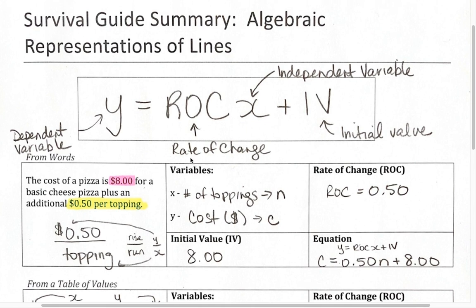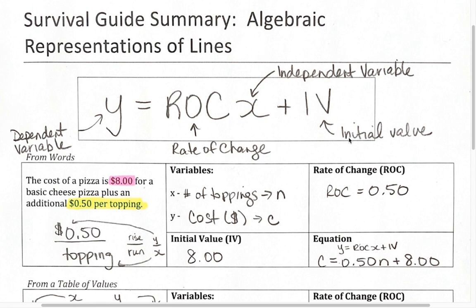So, remembering that in general, if we want to model a linear relationship algebraically using an equation, we know that the y, which is the dependent variable, is equal to the rate of change times x, which is the independent variable, plus the initial value. So if we can remember this general formula, and if we can pick off the dependent variable, the rate of change, the independent variable, and the initial value, then we can always come up with an equation to model a linear relationship.